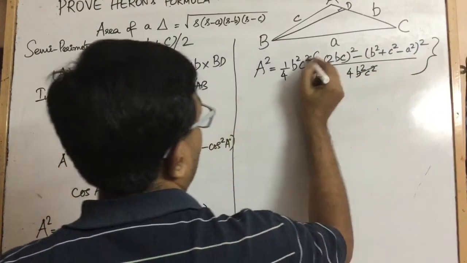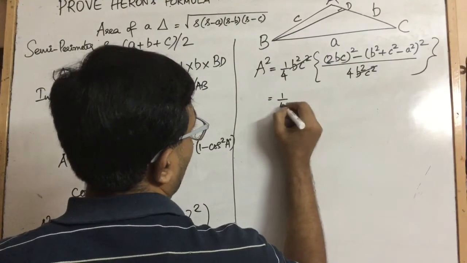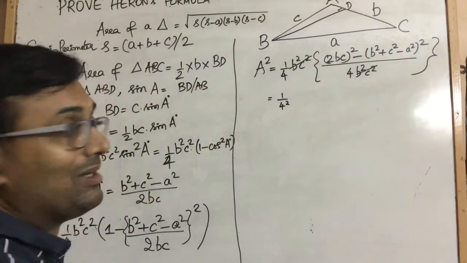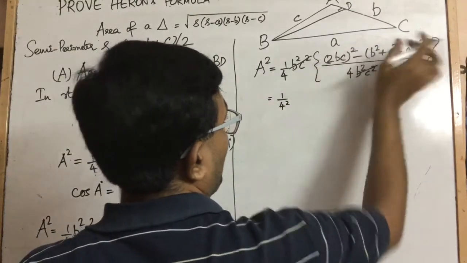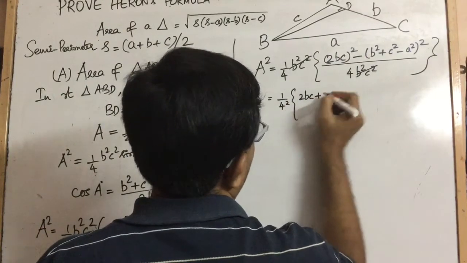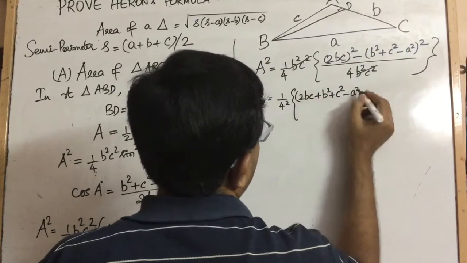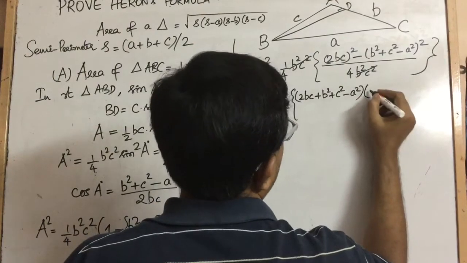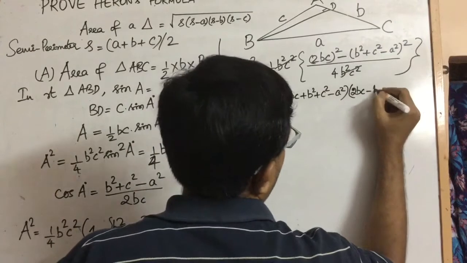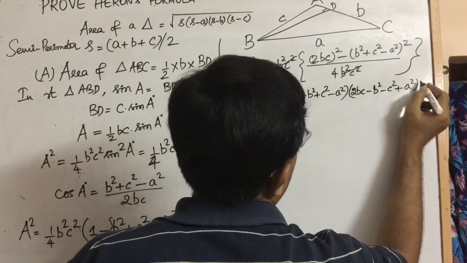Now B squared C squared would get cancelled. So we'll have 1/4 squared into, now this is in the form P squared minus Q squared, which is P plus Q into P minus Q. So this can be rewritten as 2BC plus B squared plus C squared minus A squared into 2BC minus this term, which is minus B squared minus C squared minus of minus A squared, that would be plus A squared.